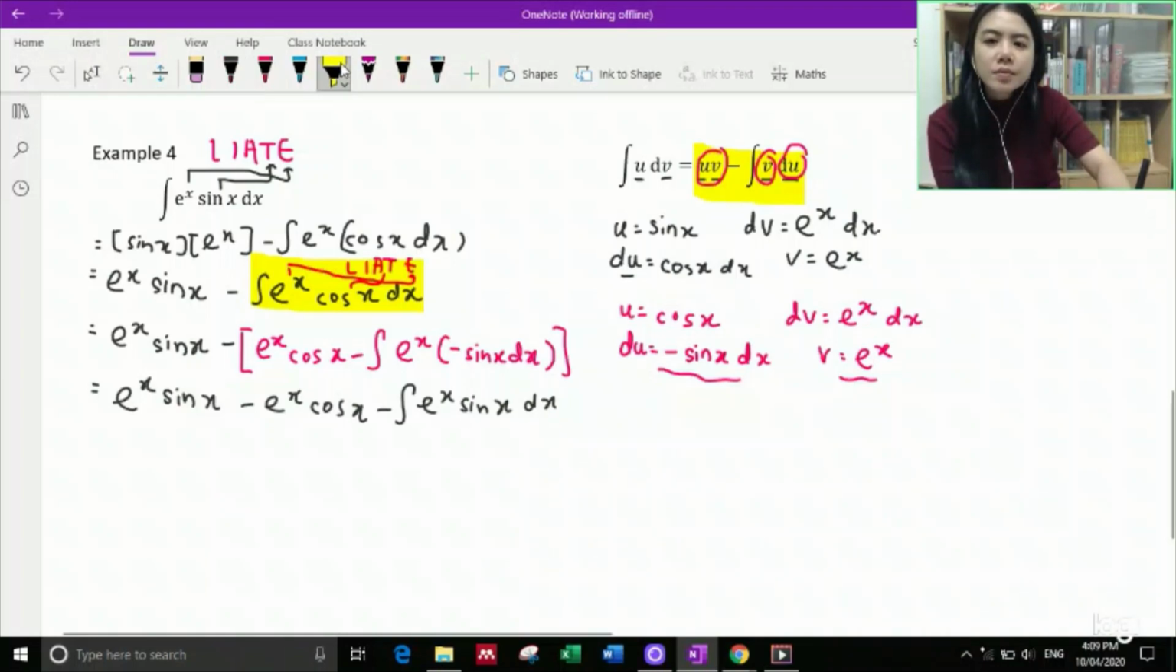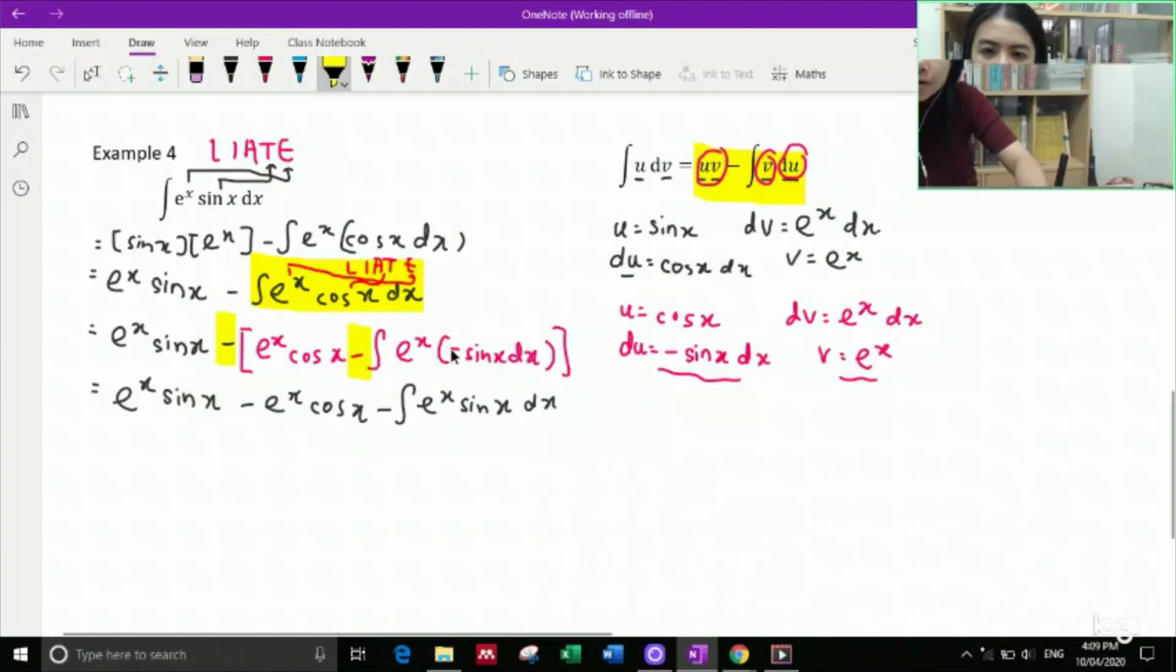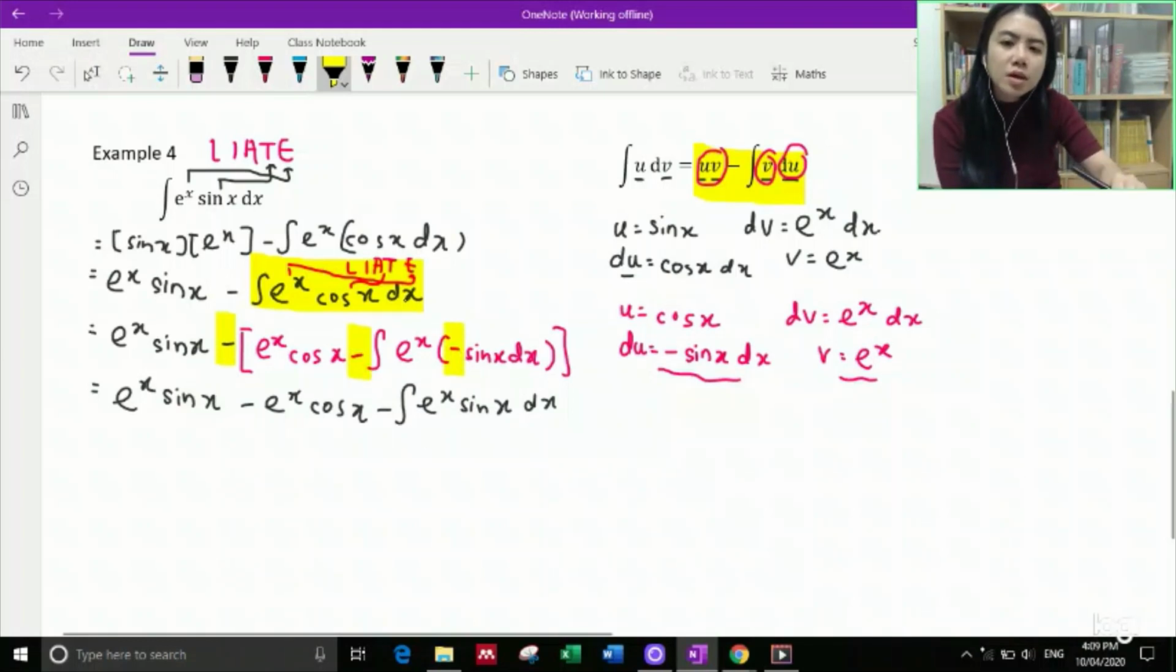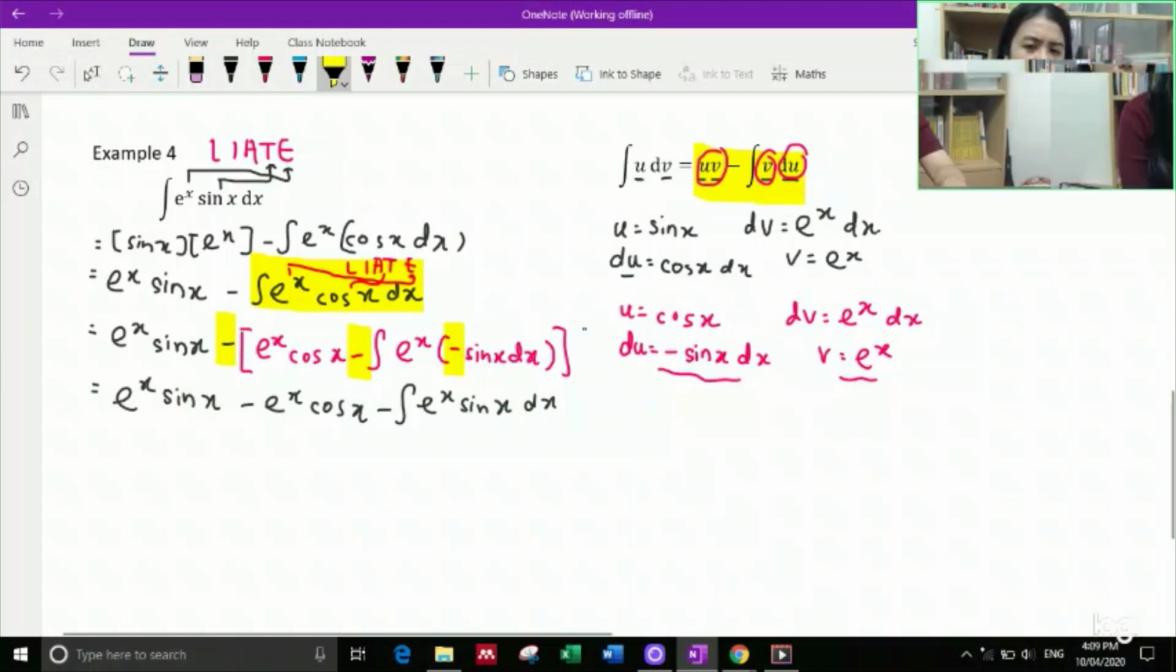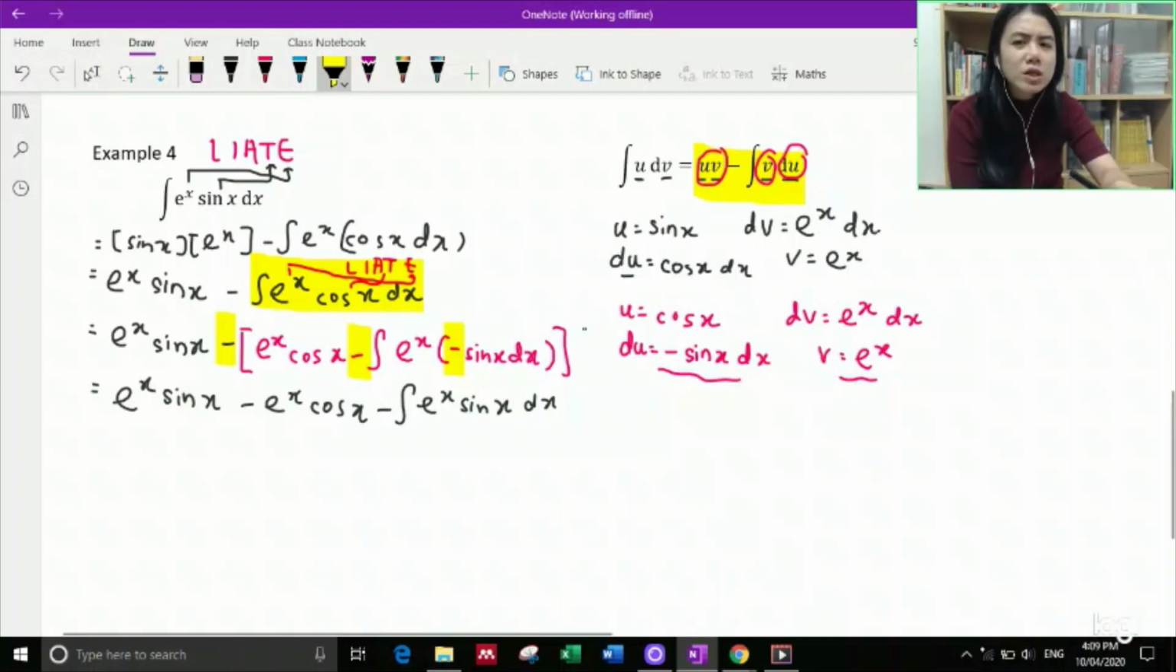Okay, why do we say that? Because you see we have the minus, we have the minus, and you have the minus. You multiply the minus three times, so you have the minus. Okay, now let's just look at this one. What happens if we want to go further? It seems that we are trapped in something, because it seems that we have to do the integration by parts for the third time.